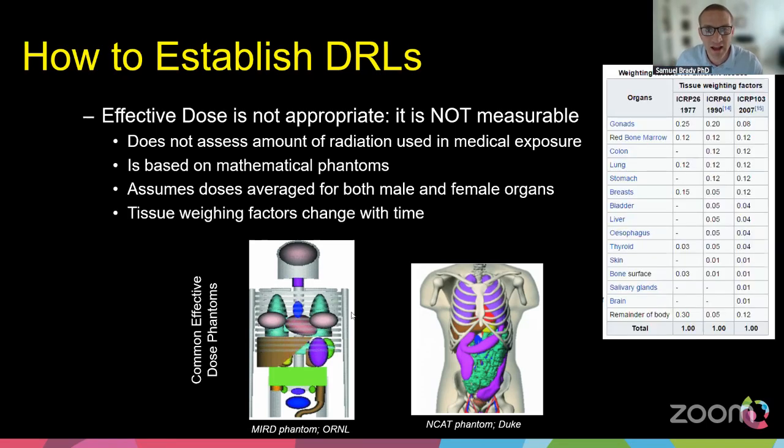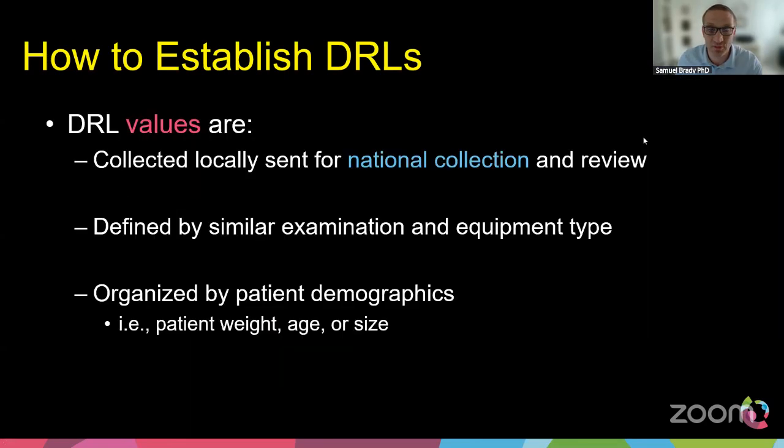And then finally, the reason we do not use effective dose for setting up DRLs is that it changes over time. To calculate the effective dose value, you have to multiply the radiation output by a tissue weighting factor shown over here. These tissue weighting factors change over time. And so therefore, because it's not measurable and it's changing, we do not use effective dose for DRLs.